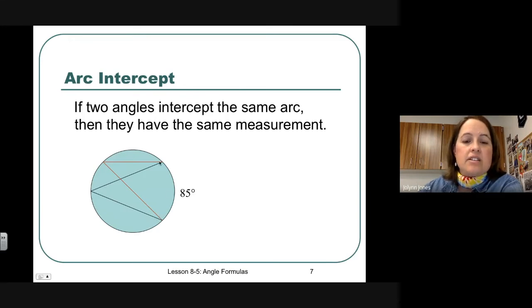So if I've got 85 degrees here for my intercepted arc, then the inscribed angles are going to have the same measure because they have the same intercepted arc. Okay, so two angles that have the same intercepted arc are going to be congruent. So the angle here is going to be congruent to this angle here.